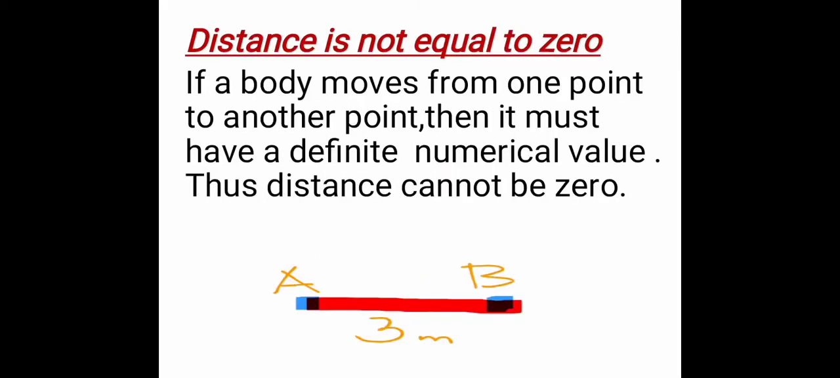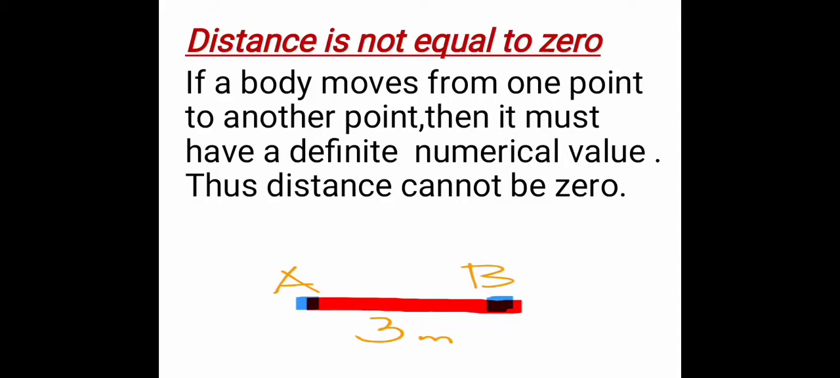The second property, distance is not equal to 0. What does it mean? If a body is said to be in motion, then it has to be displaced from one point to another point. So it is a must for the body to be displaced from one point to another point if it is in motion. So distance covered by the body in motion will have a definite numerical value. So in this case, distance cannot be 0.